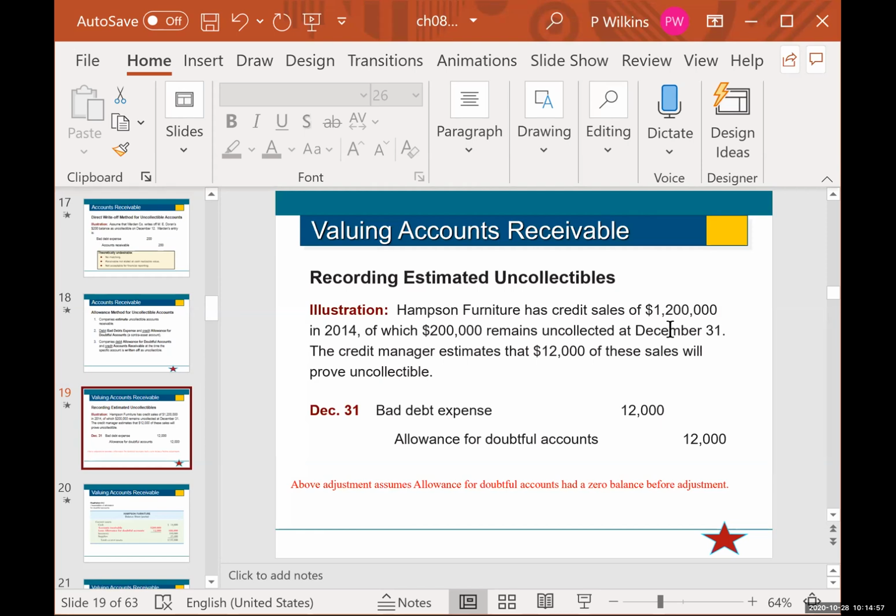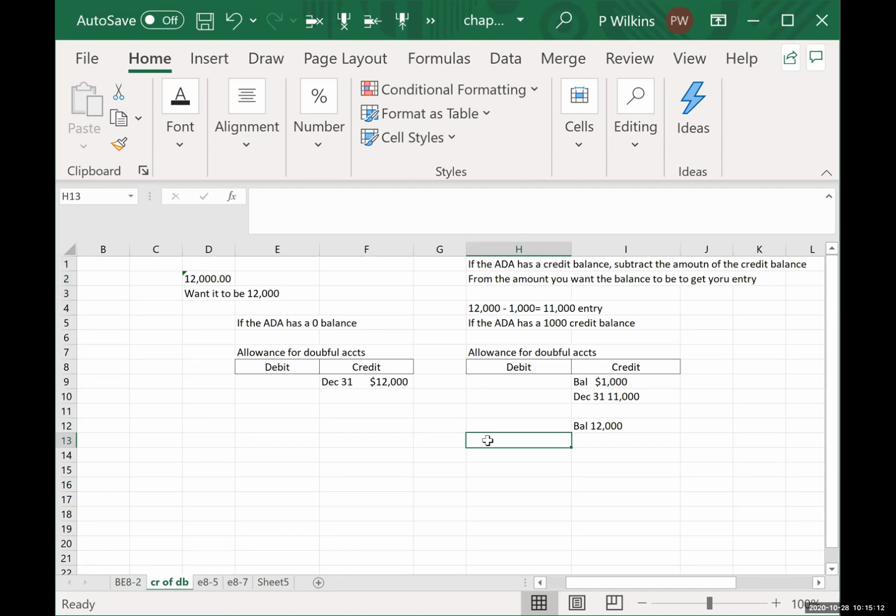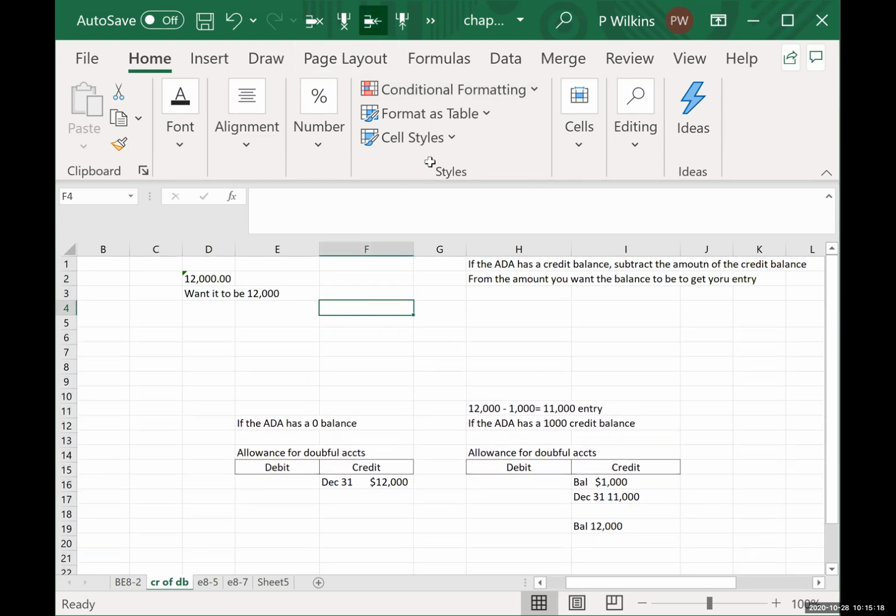And I'm going to share with you an Excel sheet now. I'm going to stop sharing this PowerPoint. I'm going to share an Excel sheet with you, and we're going to go over some stuff that has to do with what the balance is in allowance for doubtful accounts, okay? All right. So I don't want you to look at that part yet.